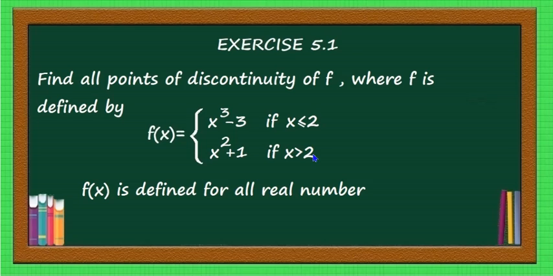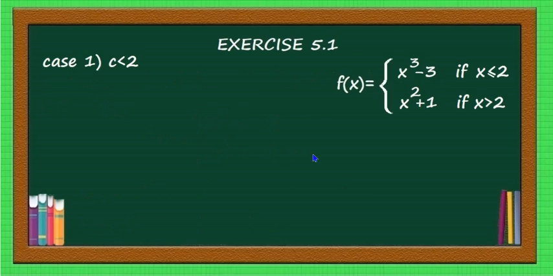Let us take c to be a real number, and there are three possibilities: c may be less than 2, c may be equal to 2, or it may be greater than 2. Let us take three different cases and analyze the limit of this function. First case, let us take c is less than 2, and when c is less than 2, the function is defined like this: x cube minus 3.